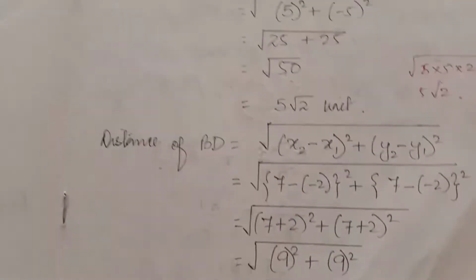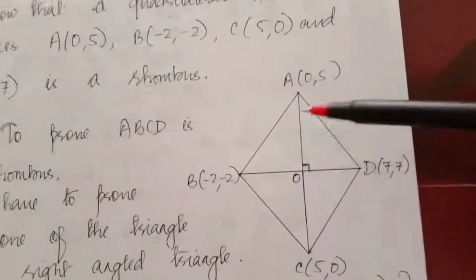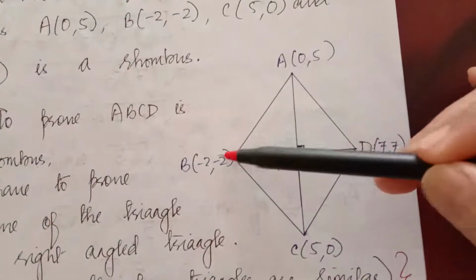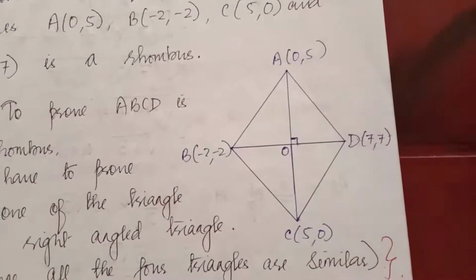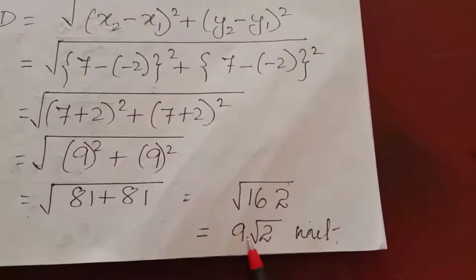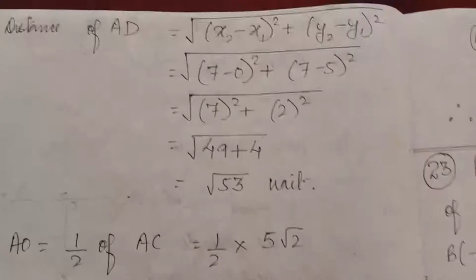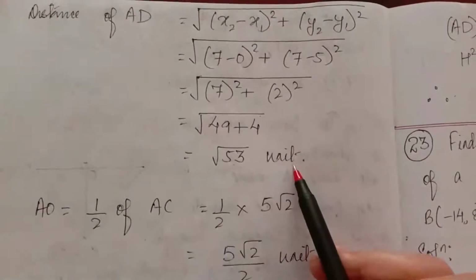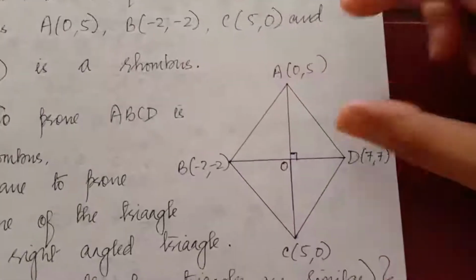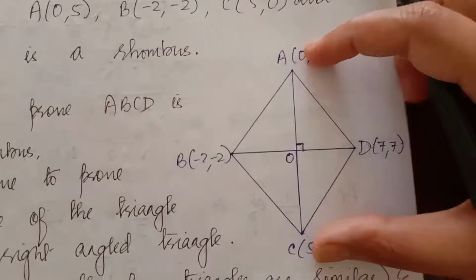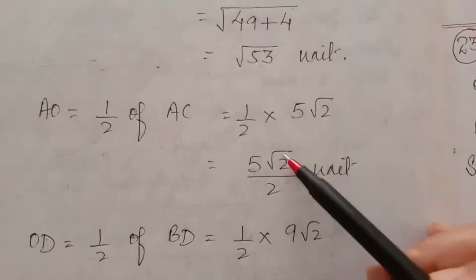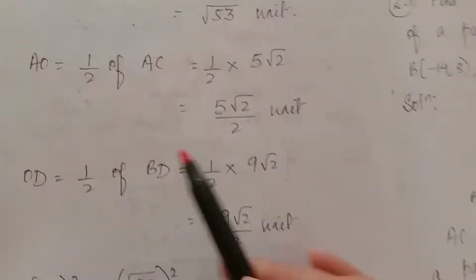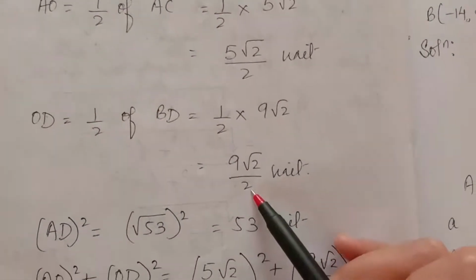Now we will find BD also. So BD is, this is x1 y1, this is x2 y2. Then we will find AD. So BD you will get 9 root 2 unit. So here AD is root 53 unit. So AO is half of AC and OD is half of BD. So AO you will get 5 root 2 by 2 and OD you will get 9 root 2 by 2 units.